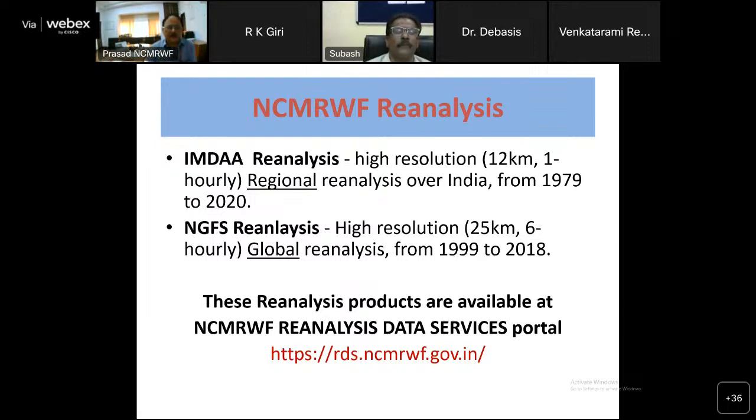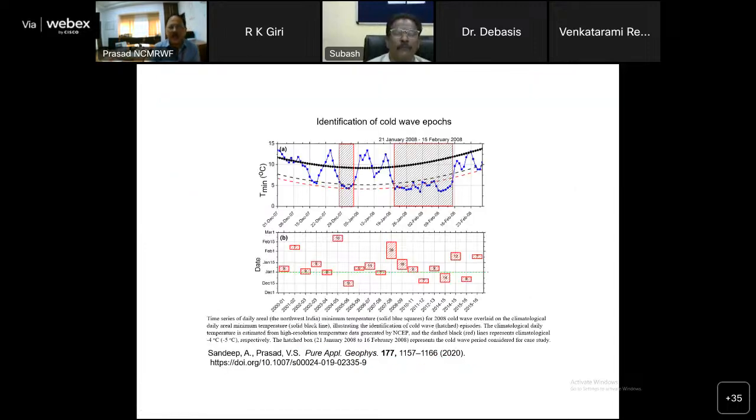re-analysis is also carried out using the system for both unified models and IMD GFS, by running the models for the previous period. In the case of regional models, for about 40 years from 1970 to 2020, and in the case of global models we have 20 years of re-analysis from 1990 to 2018. And we can see how reliable this re-analysis is.